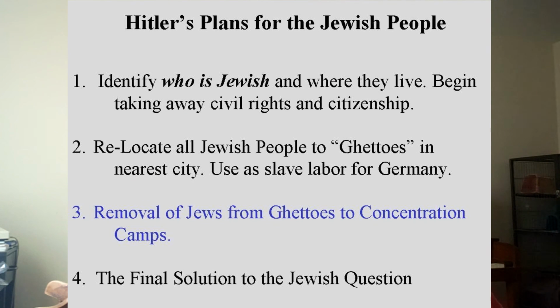And some people never made it to the trains. They were wiped out in the ghettos, or they were killed in small towns. It was really a hideous thing, but we'll talk about Auschwitz tomorrow.